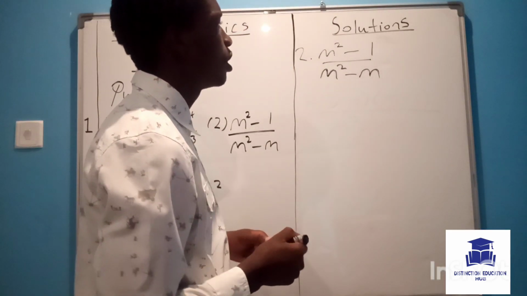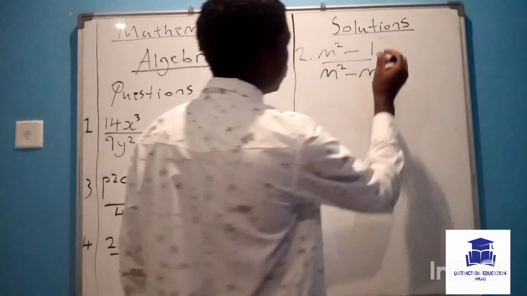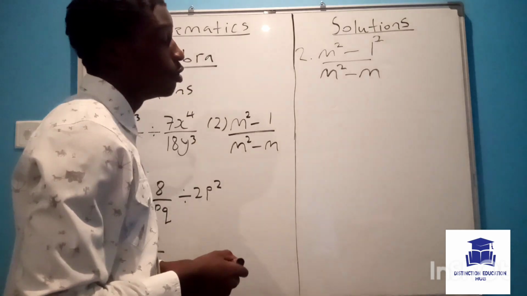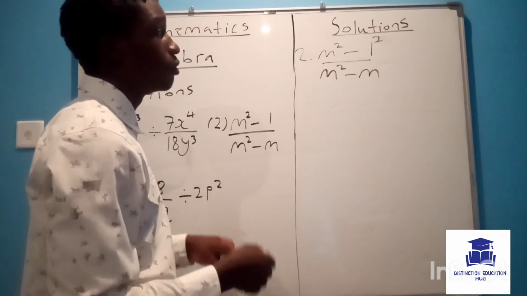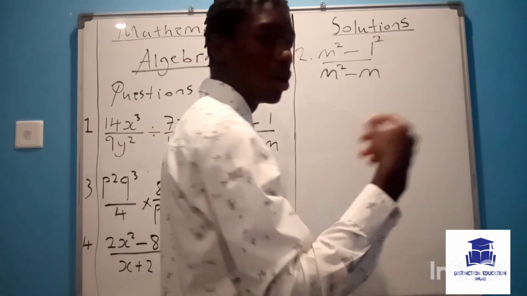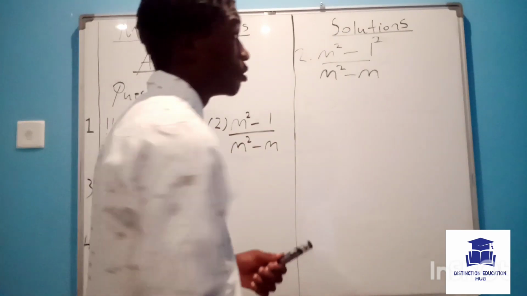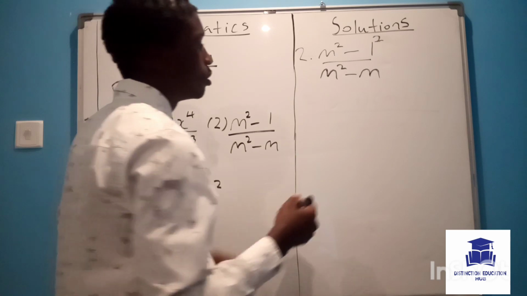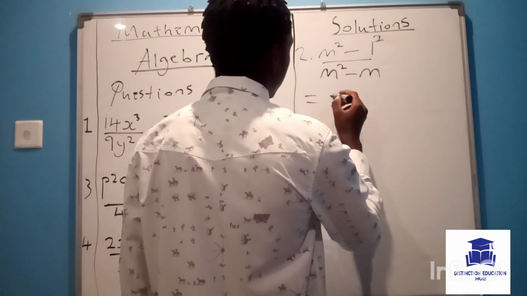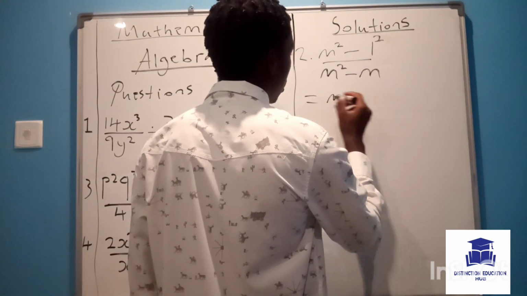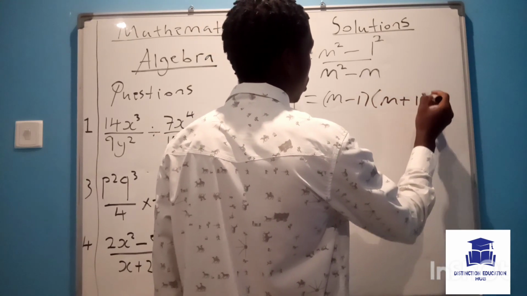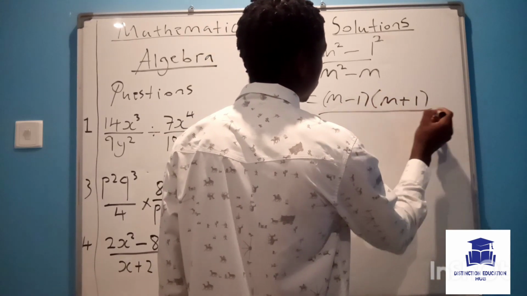So, think about it. When you add a 2 here, is it going to affect the 1? No. 1 times 1 will still give you 1. Even if you add the 5, 1 times 1 times 1 times 1 times 1 will still give you 1. So now that you have difference of two squares, we simply expand. M minus 1, close brackets, M plus 1 over.